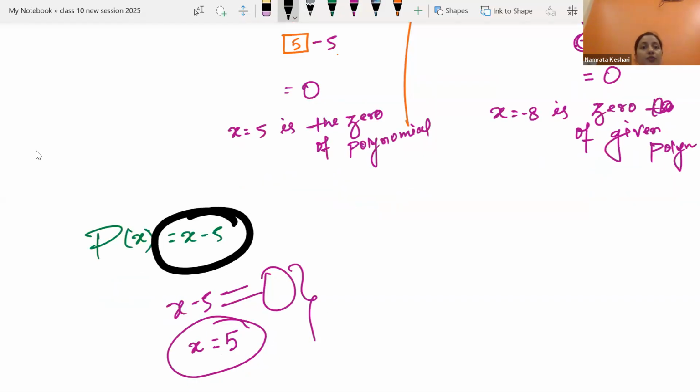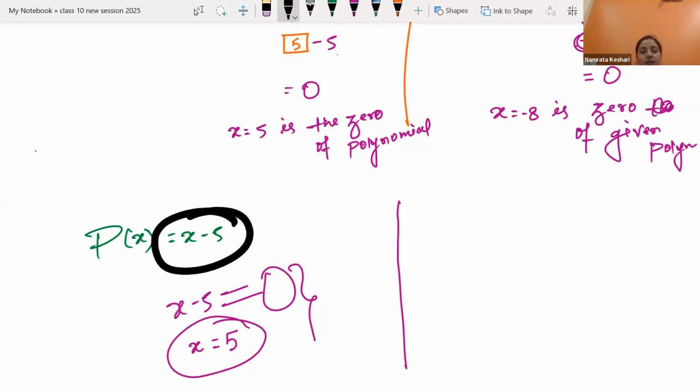Whenever we have to find the zero, we take the polynomial as it is, we write it equals to 0, and we try finding the x value. That x value is not any random x value. That x value is that particular x value which was making our polynomial 0.